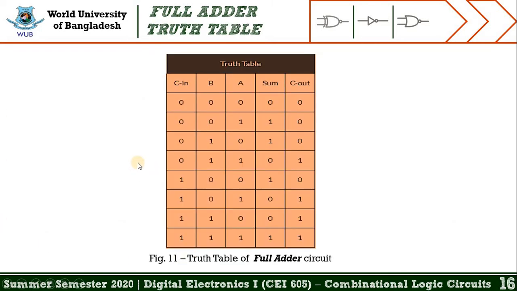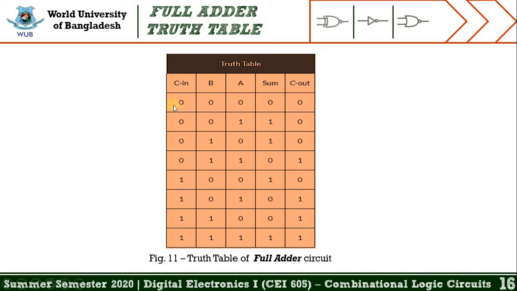From this slide, you may learn the truth table of full adder circuit, and from the truth table you may notice that there are 3 inputs and 2 outputs. The 3 inputs are symbolized A, B and C in respectively, and the outputs are symbolized: one is sum, which in short we can write capital S, and another one is carry out, which in short we can write C out.